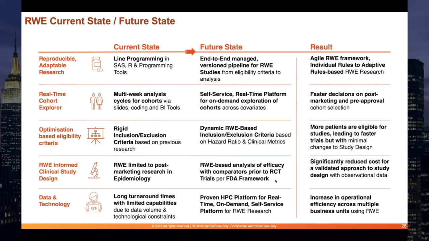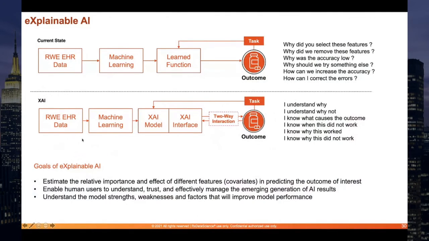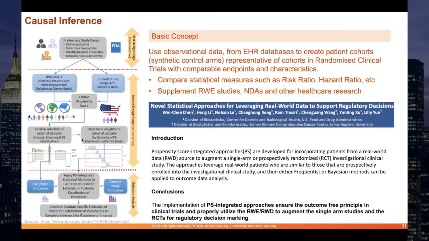There are many other things going on, and this was just a synopsis. This slide is just a synopsis of some of the changes that we are seeing in real-time cohort exploration, optimization-based eligibility criteria, and so on. Explainable AI I already mentioned. So, causal inference. These topics might seem a bit disjointed, but I've tried my best to capture some of the main themes as succinctly as possible.